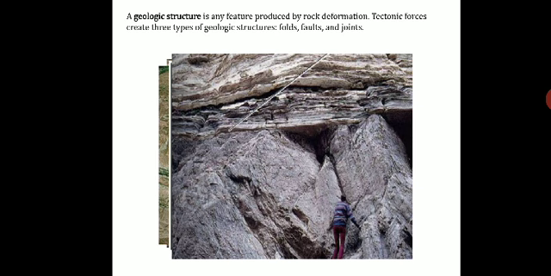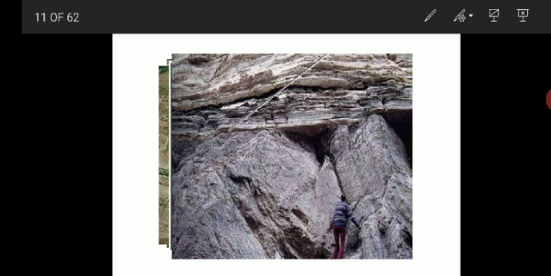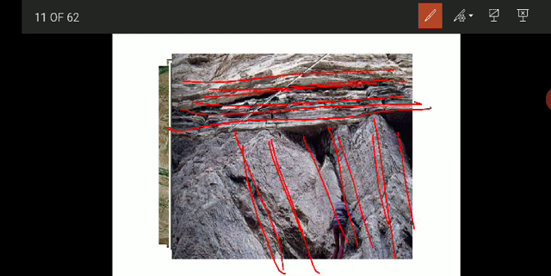This unconformity is not formed by the tectonic process. This is formed by the depositional process. So how does it form? You can see that these rocks, they are inclined like this, okay, and these are horizontal beds. So on the top there are horizontal beds, and at the bottom there are different rocks which are inclined. So this type of structure is called as the unconformity.